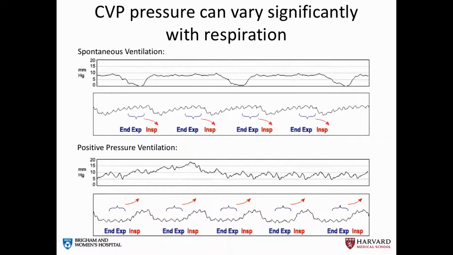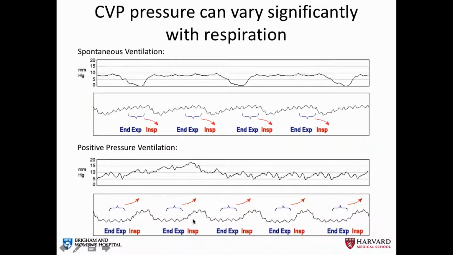Now, central venous pressure can vary with respiration, and that has direct relevance as to whether our patient is breathing spontaneously or is on positive pressure ventilation with a mechanical ventilator. And those waveforms will be opposite each other. So for the patient who's spontaneously breathing, by convention, we measure the central venous pressure at end expiration, when the pressure differential between atmospheric and pulmonary has equalized.